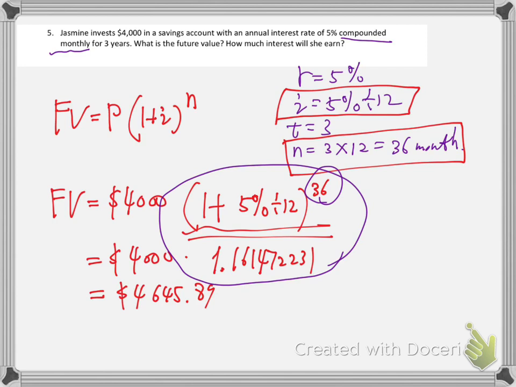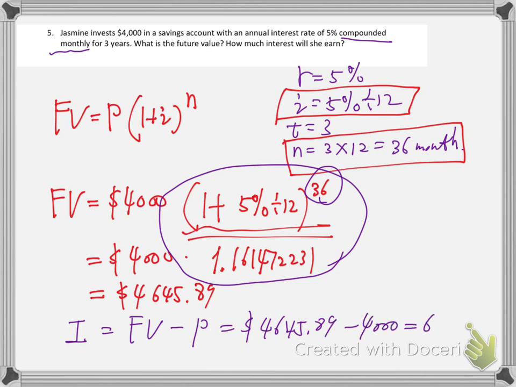So now what's the interest? Interest is the future value minus P. So this is 4,645.89 minus 4,000. So this is 645.89. So you just need to remember the formula. Here I and N depend on how often the interest is compounded.